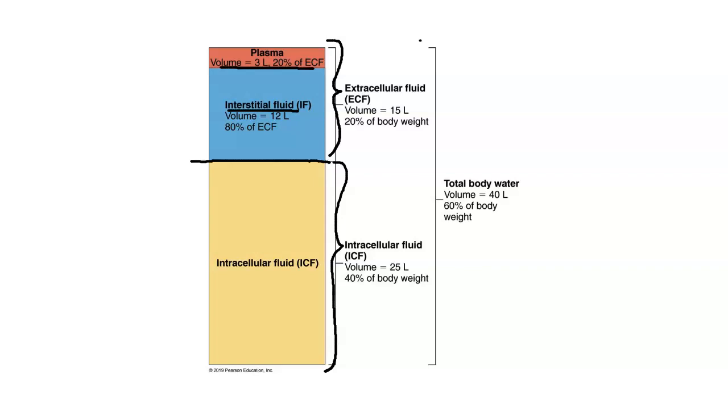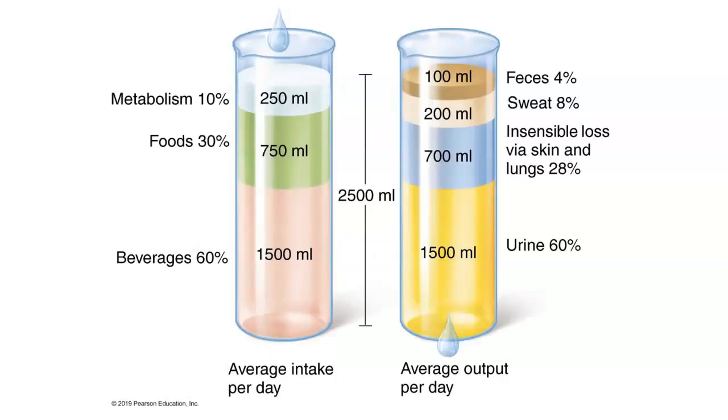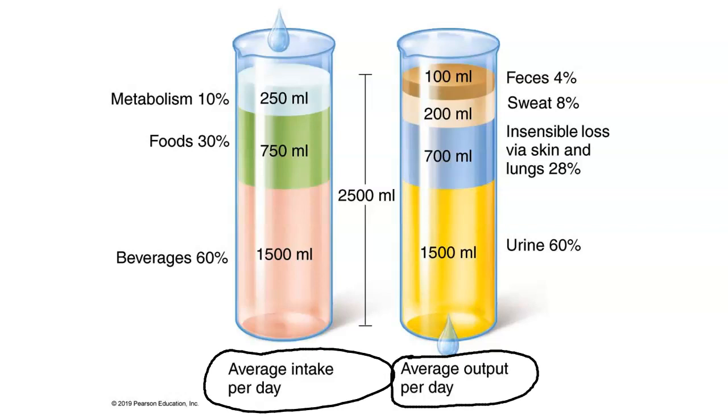And together, the water that's outside of our cells and inside of our cells makes up the total volume of water that we have in the body. And so the story of water balance really is a story of making sure that we have enough intake to balance the output. And so you can see that we lose a certain amount of water each day, and then we have to take in at least an equal amount to make up for that.